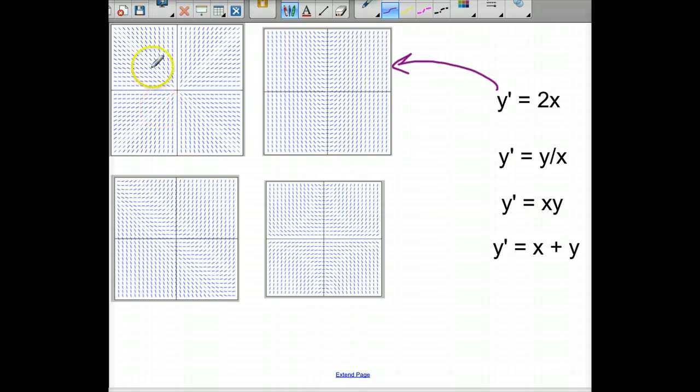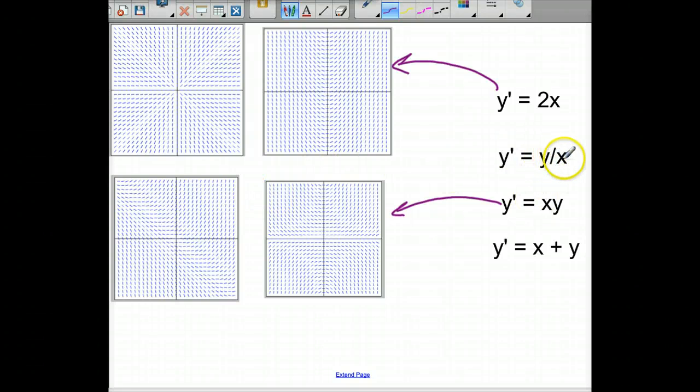It's not this one. Are all these positive? Nope, these are negative. So it must be this one, because x times y is positive in the first quadrant, negative in the second quadrant, positive in the third quadrant, because a negative x times a negative y would be positive, and negative here because we have a positive x and a negative y. All right.